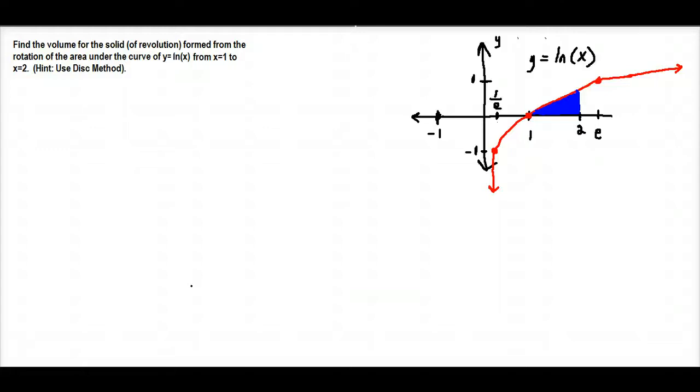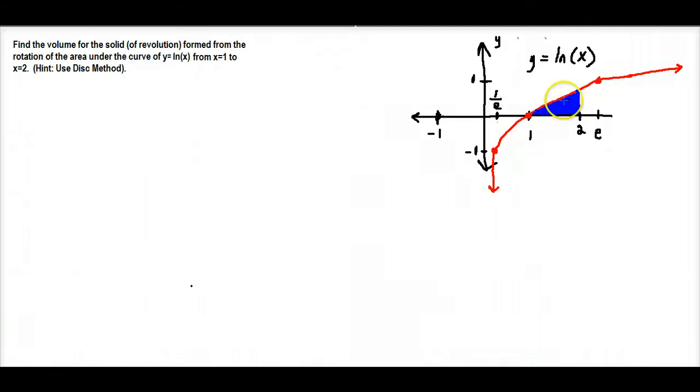So for this particular example, we want to look at the function natural log of x, and from it, in between where x is equal to 1 and x is equal to 2, we want to form a solid of revolution. So in other words, a solid that has some kind of volume to it, and calculate that volume. And so here, to start off with, we have a graph of what natural log of x would look like. So I just went and sketched one right quick.